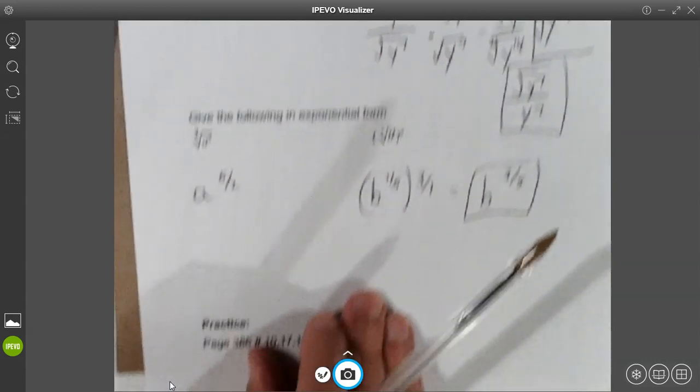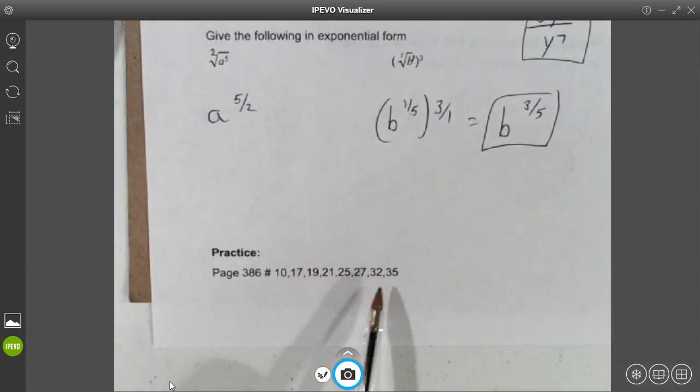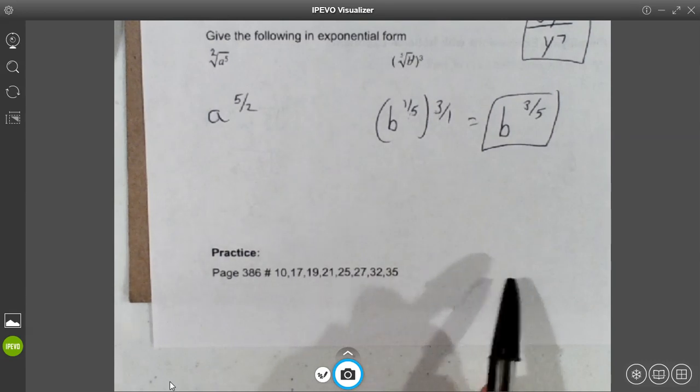All right, so give these problems a try. Again, just practice going back and forth between a fractional exponent and the radical expression. And then in the next assignment we'll continue on with this.